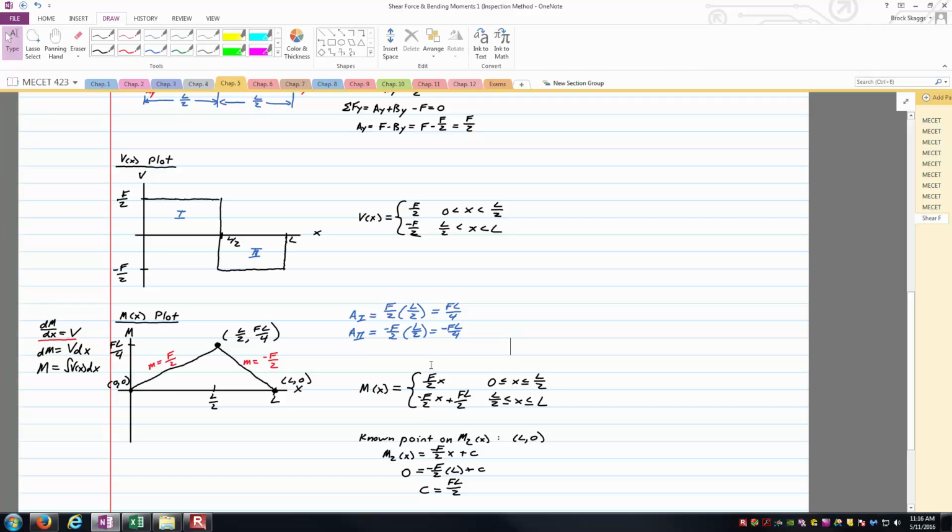One other way you can check yourself a little bit here is if I know this relationship that I've underlined on the right-hand side, that if I take the derivative of each of these expressions, I better end up at the shear force. And notice that works out for us.